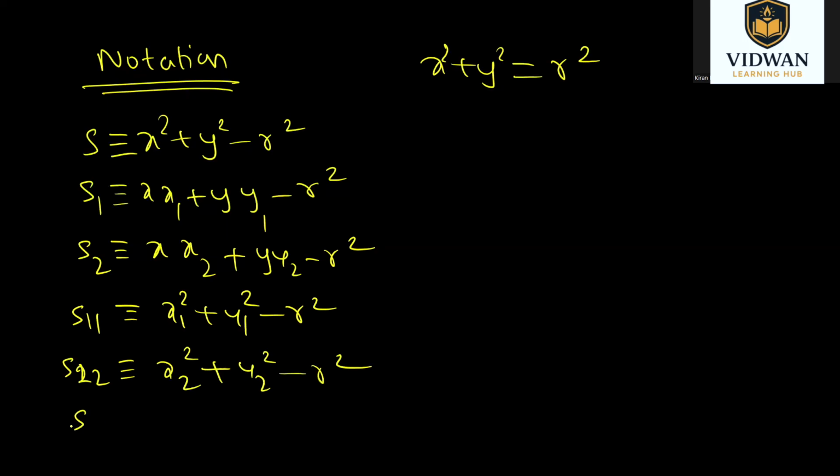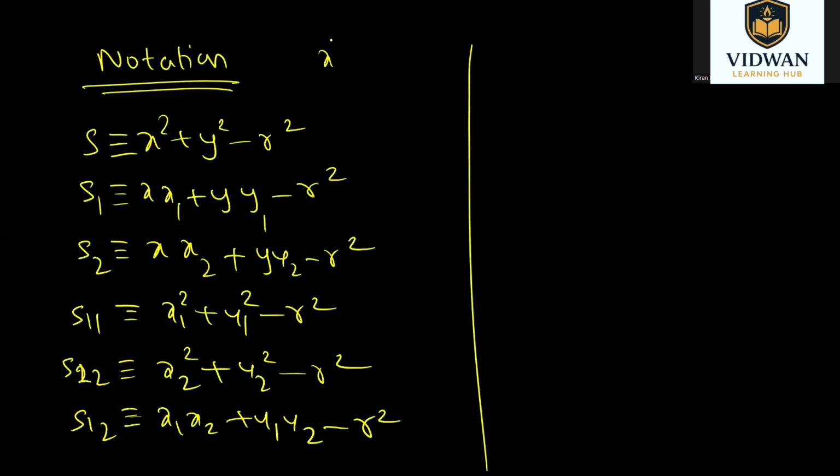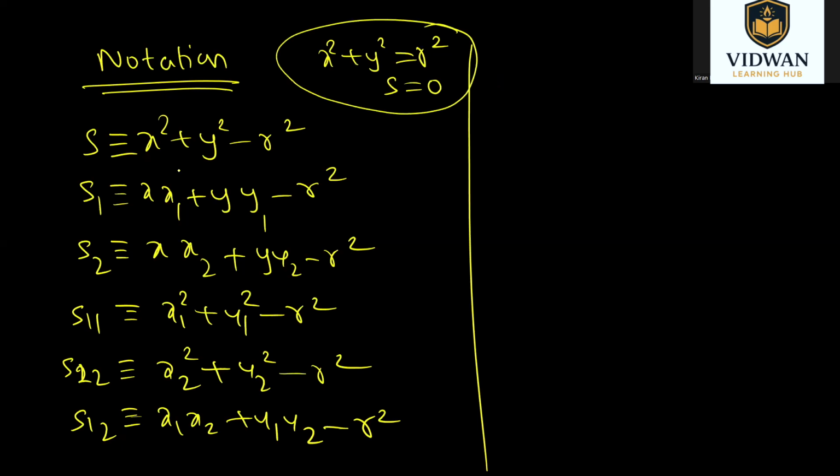And if it is S12, out of the two x terms, one x you replace with x1, the other x with x2: x1 x2 plus y1 y2 minus r square. This is S12. So this is the notation used for this circle. Like this, we can also write some notation corresponding to the other forms of circles. This circle, x square plus y square equal to r square, we call it S equal to 0 in short form, and we can use the notation according to it.